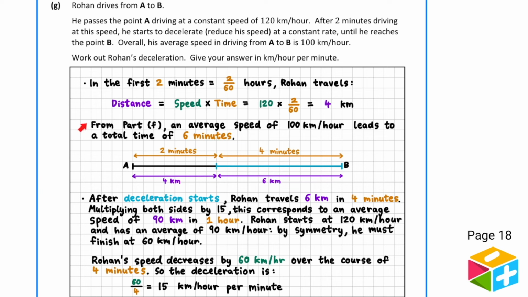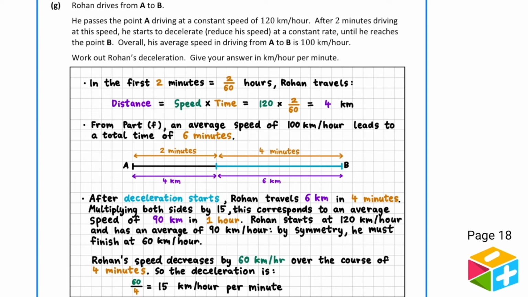In the previous part of the question, we showed that if you travelled from A to B at a constant speed of 100 kilometers per hour, the journey would take 6 minutes. Since Rowan has an average speed of 100 kilometers per hour, it follows that his journey must also take 6 minutes. So, all in all, we know that Rowan travels 10 kilometers in 6 minutes.